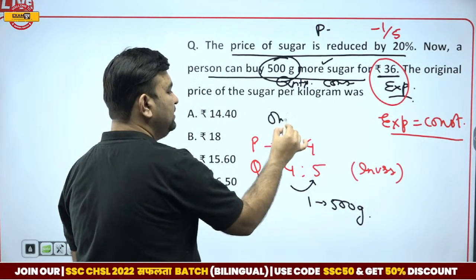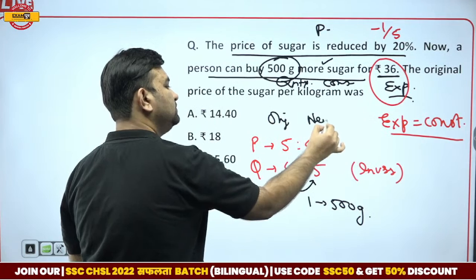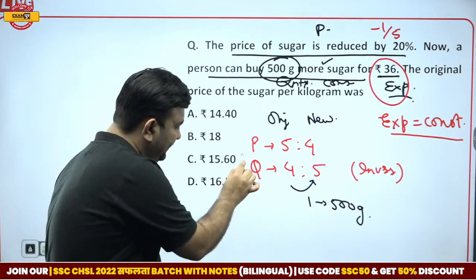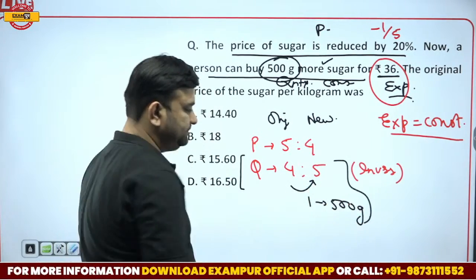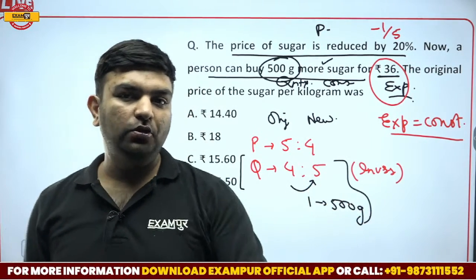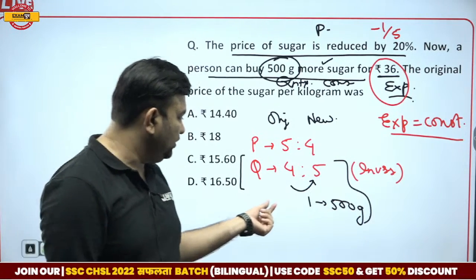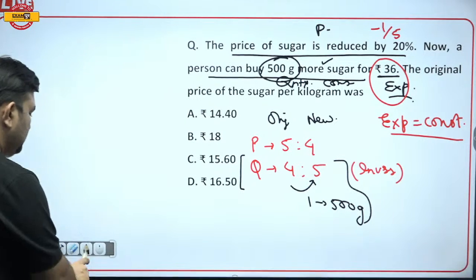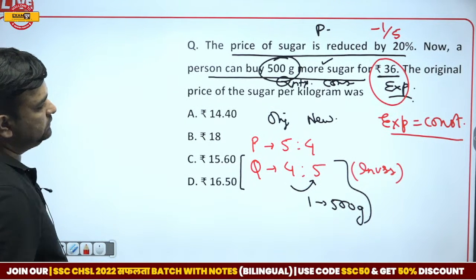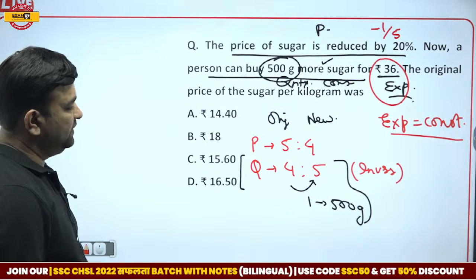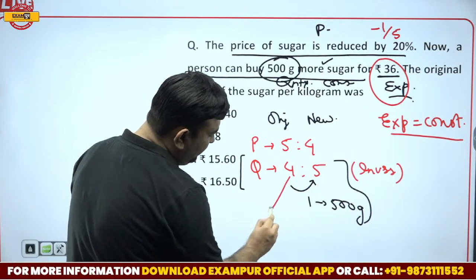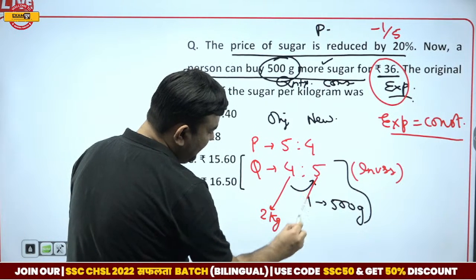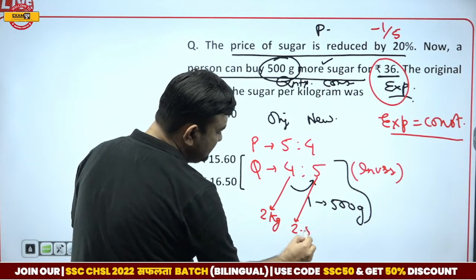Quantity increased by 1 according to the ratio, which is given as 500 gram more. Okay, this is original, this is new. You find out the value of the ratio from quantity, so you can put it over here only. So if 1 is 500, then 4 is 4 into 500, 2 kg. And 5 is 5 into 500, 2.5 kg.